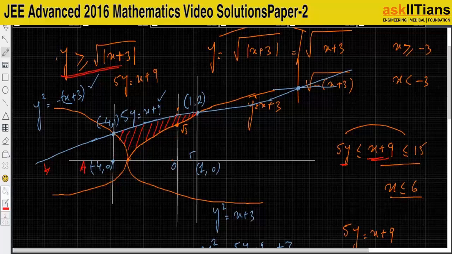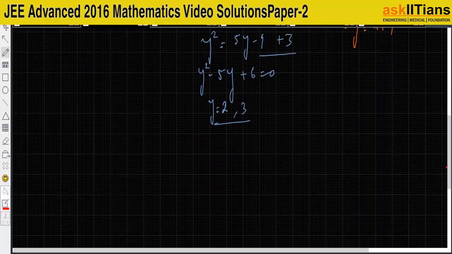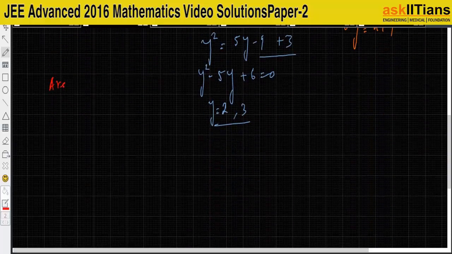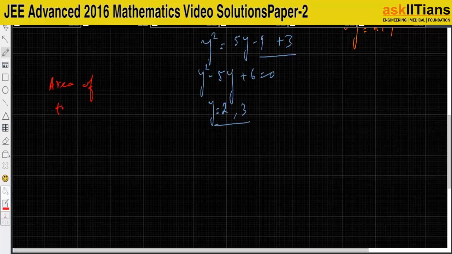Now let me name all the points. Let me say this point is A, this point is B, this point is C, this point is D. Right, so I can see that there is a trapezium. I can find out the area of this trapezium very easily. So what will be the area of trapezium ABCD?